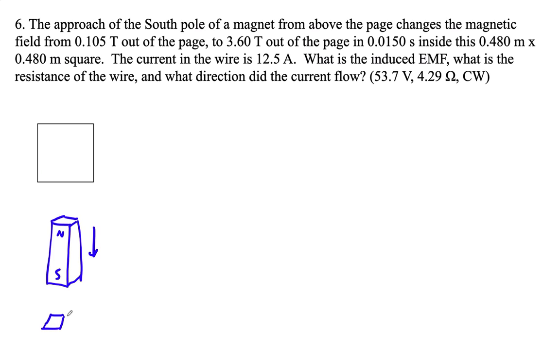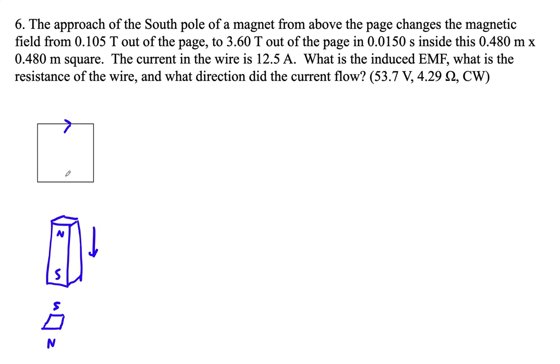And of course, if it's approaching, you don't want that magnet to approach. Do we want that magnet to approach? No. Okay, so what it's going to do is create a south pole on the top and a north pole that way, right? Okay, so the way to create a south pole out of the page is for the current to flow clockwise.